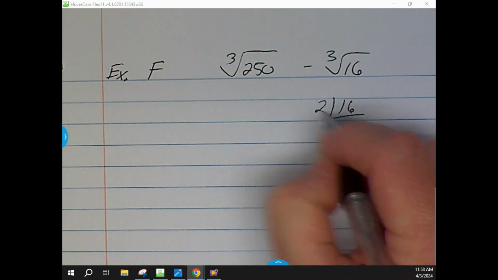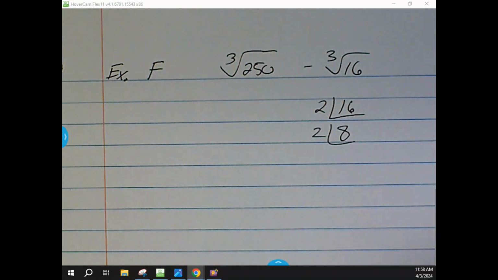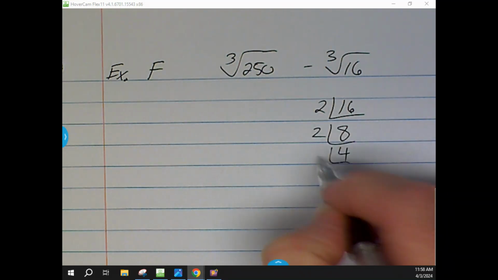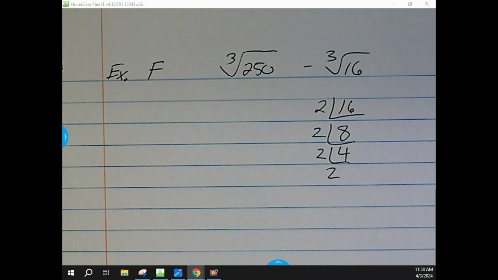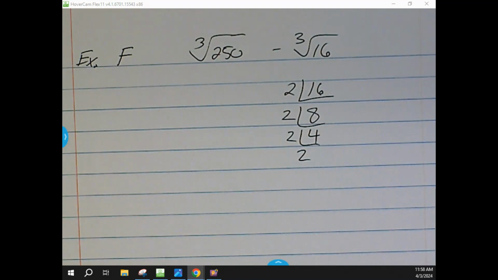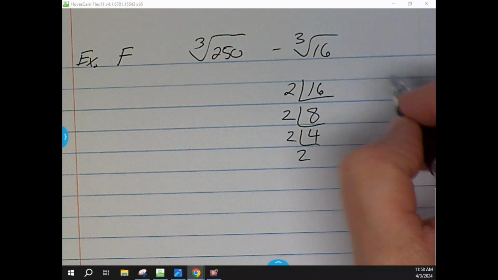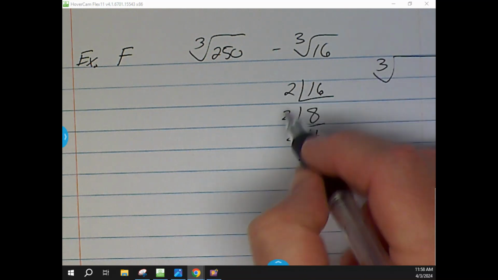We know it's even. We divide it by 2. 8's even. Divide it by 2. 4's even. We divide it by 2. Okay, so if you're scared of the 250, don't worry about it. We'll come back to it in a little bit because we're going to figure out what's going on here. So for 16, if we do third root of 16, it's 2 times 2 times 2 times 2.